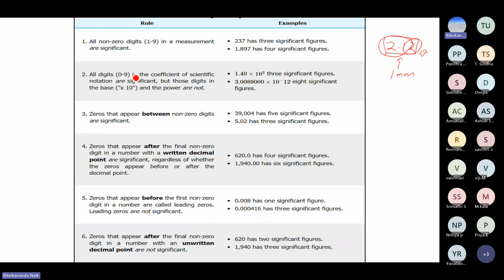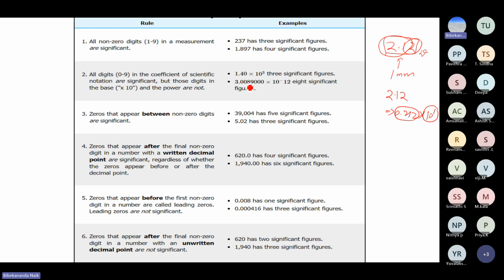And then all digits in the coefficient of a scientific notation are significant, but those digits in the base and power are not. So suppose I write 2.12 as 0.212 into 10 to the power 1. Then you can see this 0 will not be significant, 2, 1, 2 will be significant, and then this 10 and 10 to the power 1 will not be significant. So in 1.40, for example, there are only 3 significant figures, 1, 4, and 0. These 3 are significant and the 10 is not.